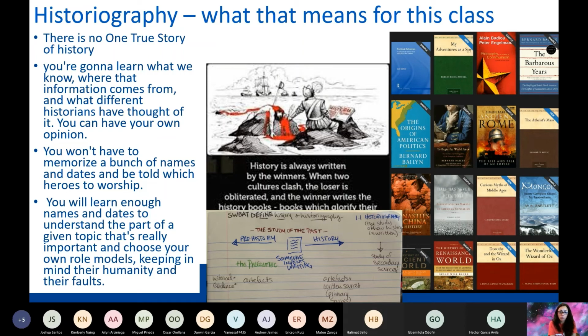So instead of learning the one truth about history, you're going to learn what we know, where that information comes from, and what different historians have thought about that information over time, ideally in the context of their own time. You're allowed to have your own opinion. In fact, that is encouraged. And instead of memorizing a bunch of names or dates, it is my hope that you will dive deep enough into history to understand why things happen and become curious about what they were like. And you'll find that when you do that, you remember names and dates without even trying. I promise.